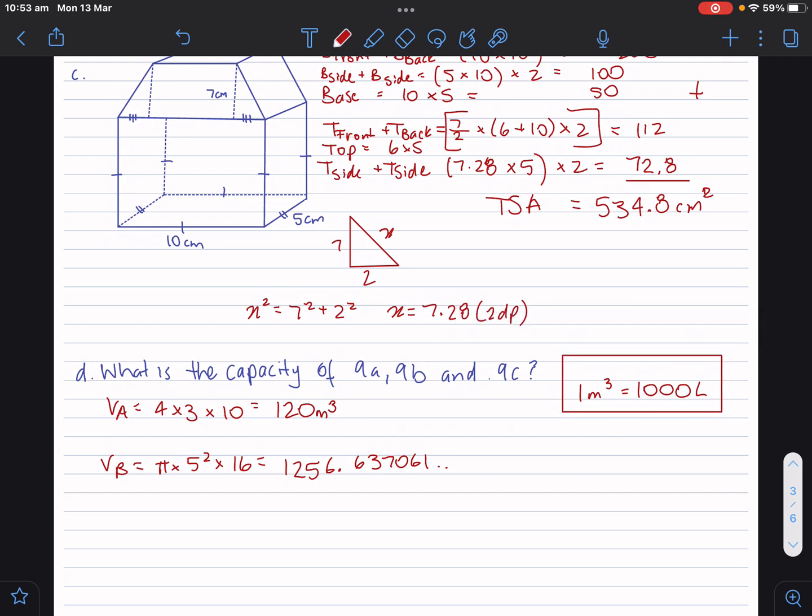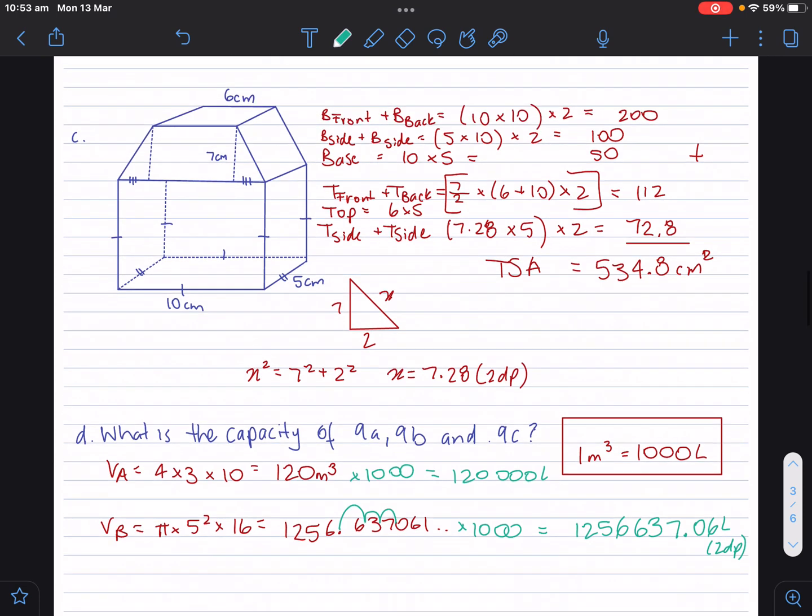So here, in order to find the capacity, I'm just going to multiply all of these by 1,000. And this is going to be 120,000 liters. This is going to be 1,256,637.06 liters to 2 decimal places. And you can write that in kiloliters as well, or liters. The question here is fine.